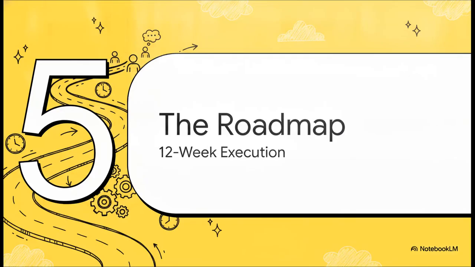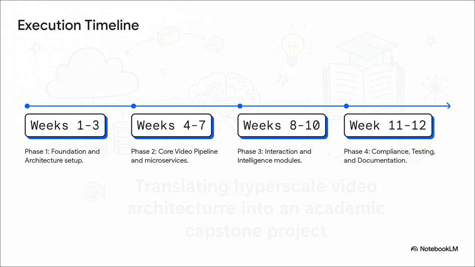Finally, step 5, the roadmap, your 12-week execution plan. How on earth do you sequence this massive build over 3 months without burning out or worse, completely failing? You stick to a strict 4-phase timeline. Phase 1, the first 3 weeks, is purely foundational, getting Docker up, the ORM configured, and standard user management running. Phase 2 is the heavy lift, building out that core event-driven video pipeline and the microservice worker.